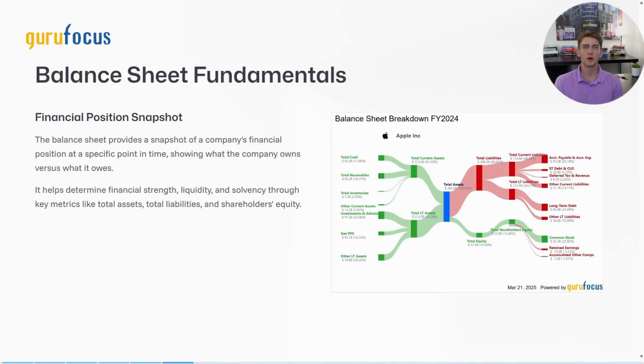And finally, the balance sheet. Unlike the cash flow and income statements, which cover a period of time, the balance sheet only records a single snapshot in time. And it primarily answers the question of what a company owns versus what it owes. It can help you determine the financial strength of a company. It's where you find key metrics like total assets, total liabilities, and shareholders' equity.